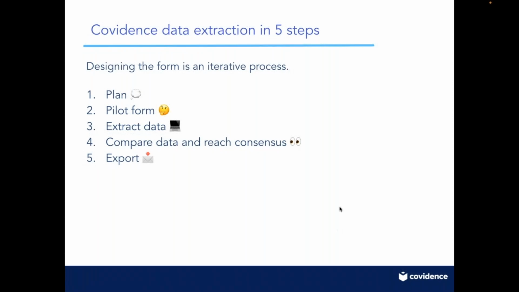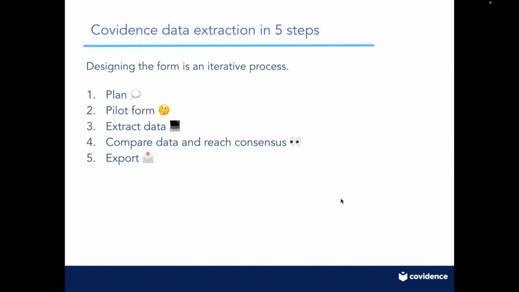Step 3 is to extract the data. So you might need to make more changes to the form once the extraction proper is underway. And that's a very standard and normal thing to happen as well. We'll show you how to do that in Covidence. The data extraction form is not something that people get right first time. So it's a very standard process for it to be iterative.